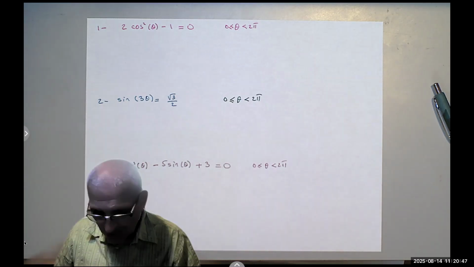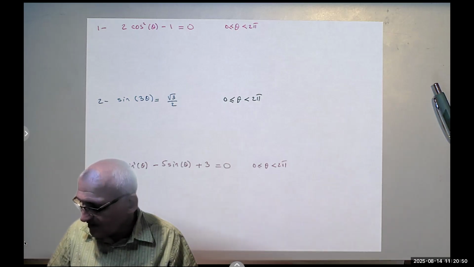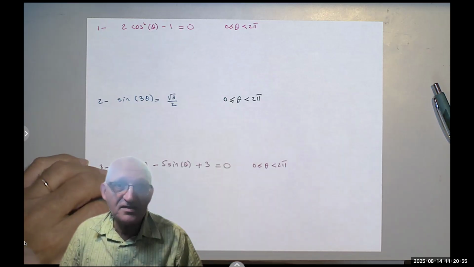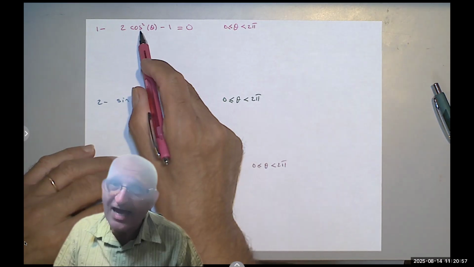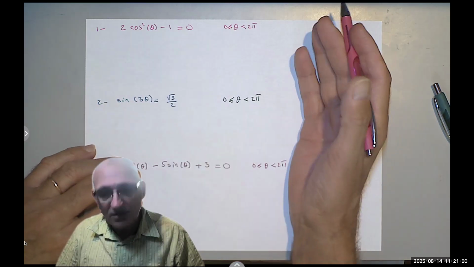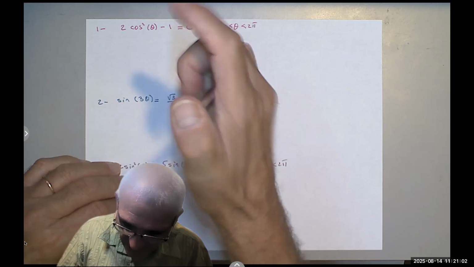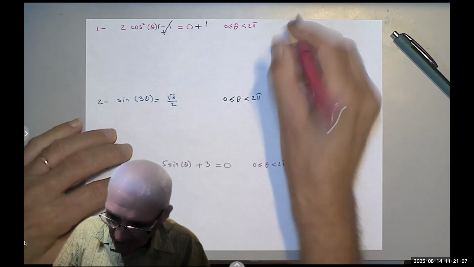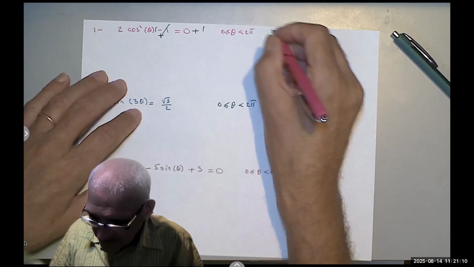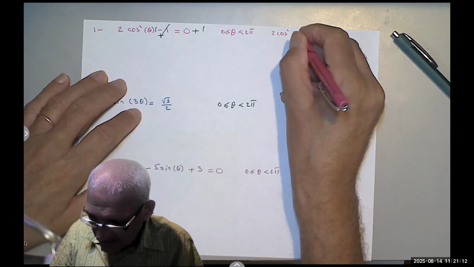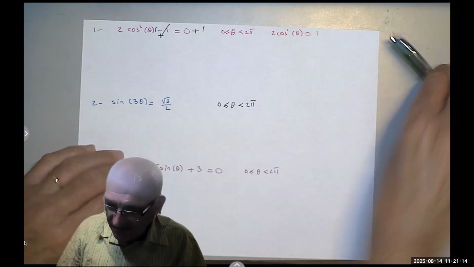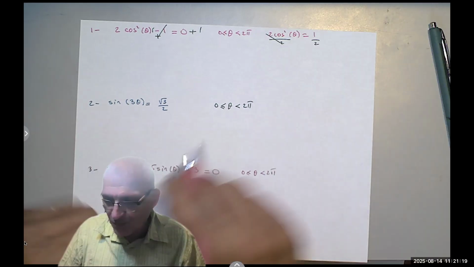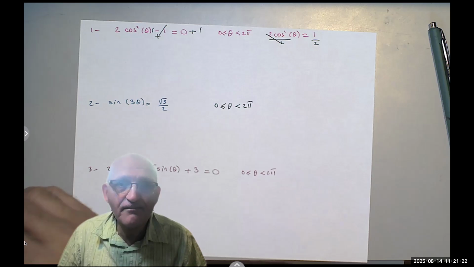Let's start with the first one, which should be easy. The first one tells you 2 cosine square theta minus 1 equals 0. So if we are solving for theta, you add 1 to both sides first. And that gives you 2 cosine square theta equals 1. And then you divide by 2 on both sides. You get cosine square theta equals 1/2.